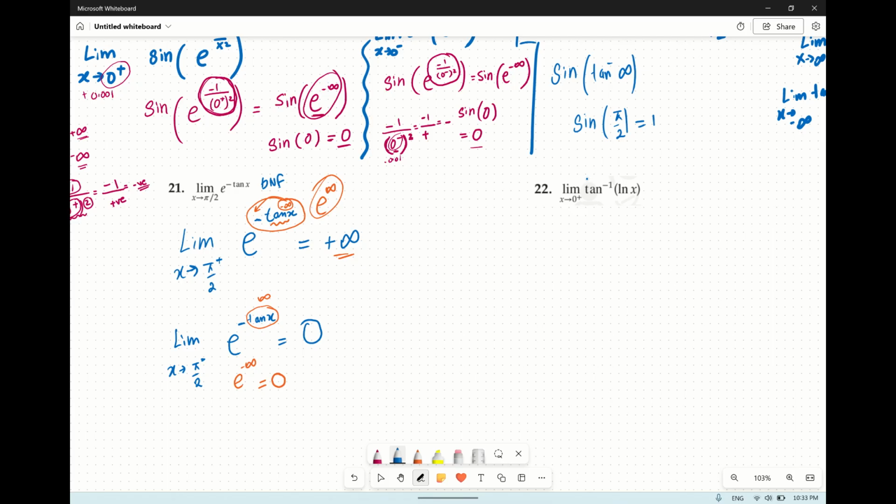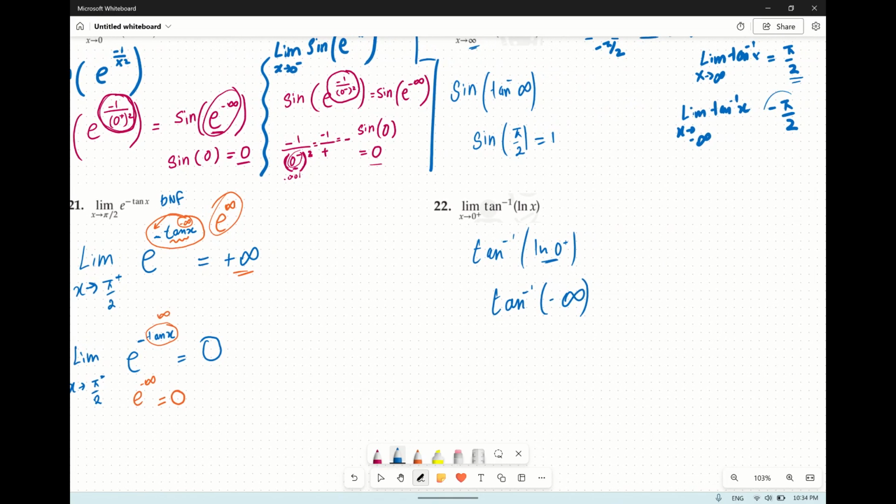Now I come to the last one. Tan inverse ln x, x approaching 0 from the right. So this is straightforward. Tan inverse ln of 0 from the right. Again, from the properties of ln that I explained, ln 0 will go to negative infinity. So this is like tan inverse of negative infinity. Now what did we say about tan inverse at negative infinity? Where does it go? It goes to minus pi over 2. And that is it for question number 7.